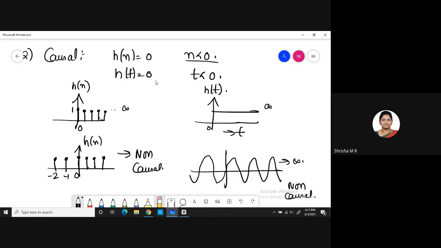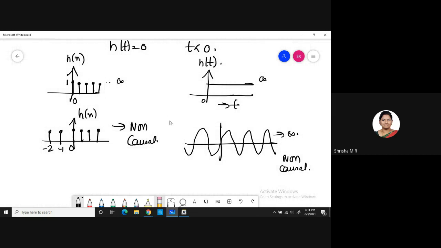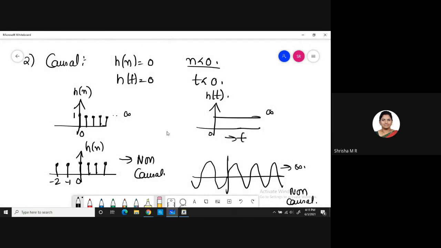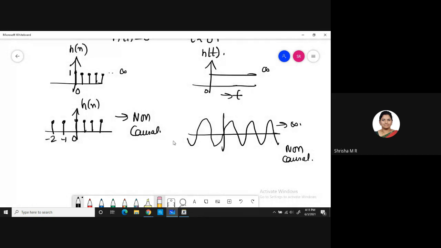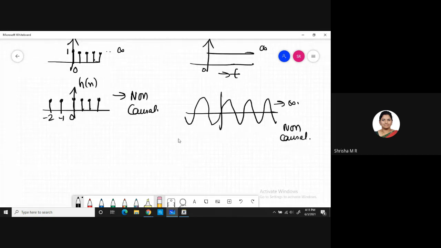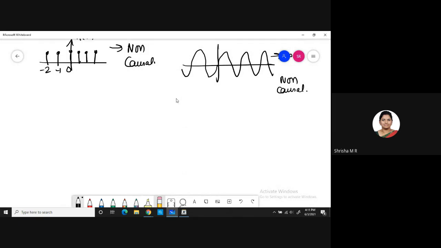When we solve problems, we have to categorize the system based on stability, causality, and memory. At that time these waveforms will help us. You have to interpret how the waveform will look, and try to categorize it based on causality, memory, and stability. So stability we shall see now. What is the condition for a stable system?